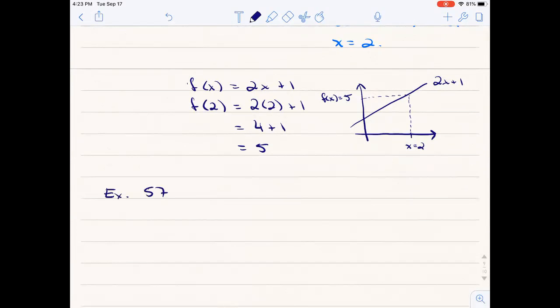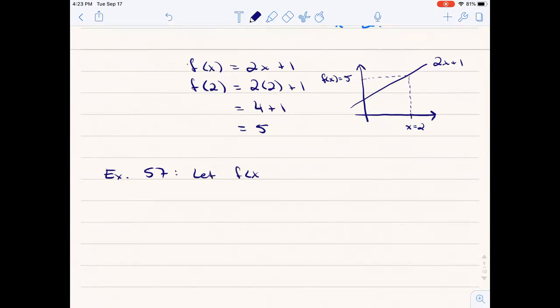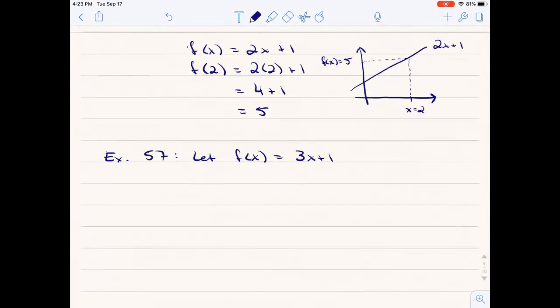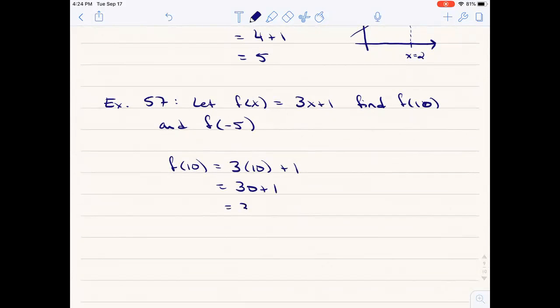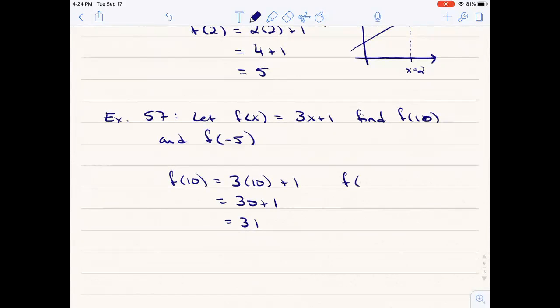If we do example 57, let f of x be just 3x plus 1, just for some more practice. Find f of 10 and f of negative 5. Starting with f of 10, we've got 3 times 10 plus 1, which is 30 plus 1, which is 31. And then I'll solve for the next one right beside it, just so I don't have to scroll up so much. F of negative 5, again, just plugging in 3 and then negative 5 for x. I get negative 15 plus 1, negative 14.